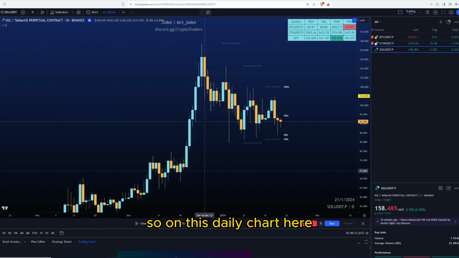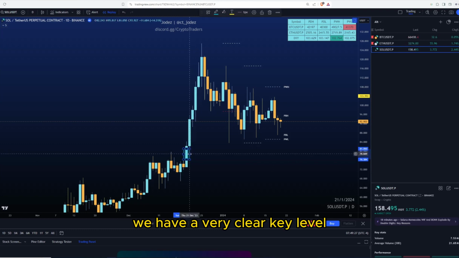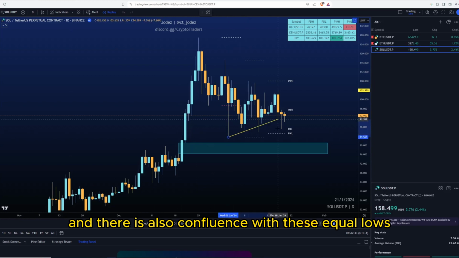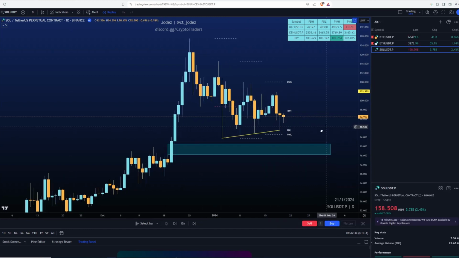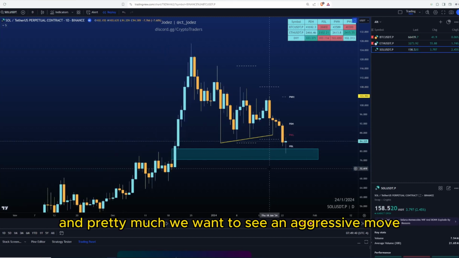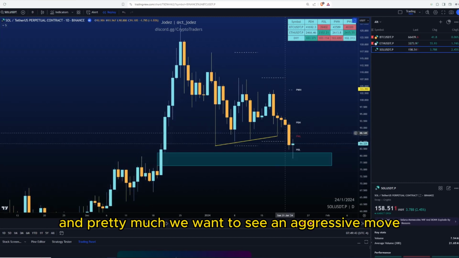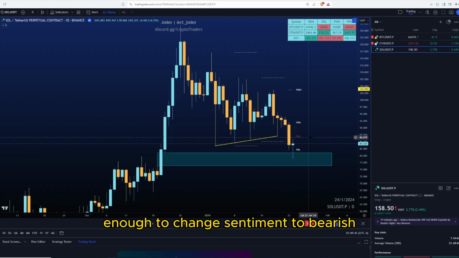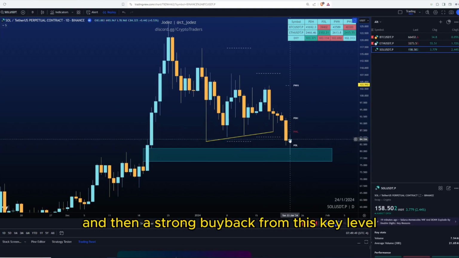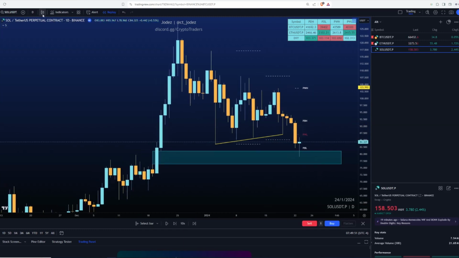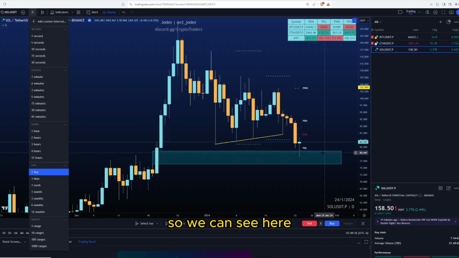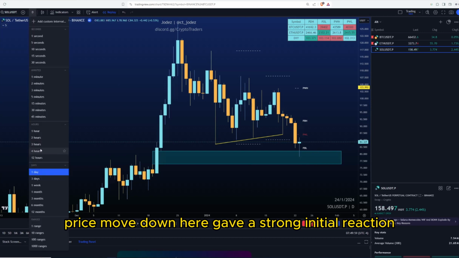On this daily chart, we have a very clear key level, which is the daily fair value gap, and there is also confluence with these equal lows right here. We want to see an aggressive move down to the key level, enough to change sentiment to bearish, and then a strong buyback from this key level with confirmation of what we mentioned before. You can see here, price moved down and gave a strong initial reaction.